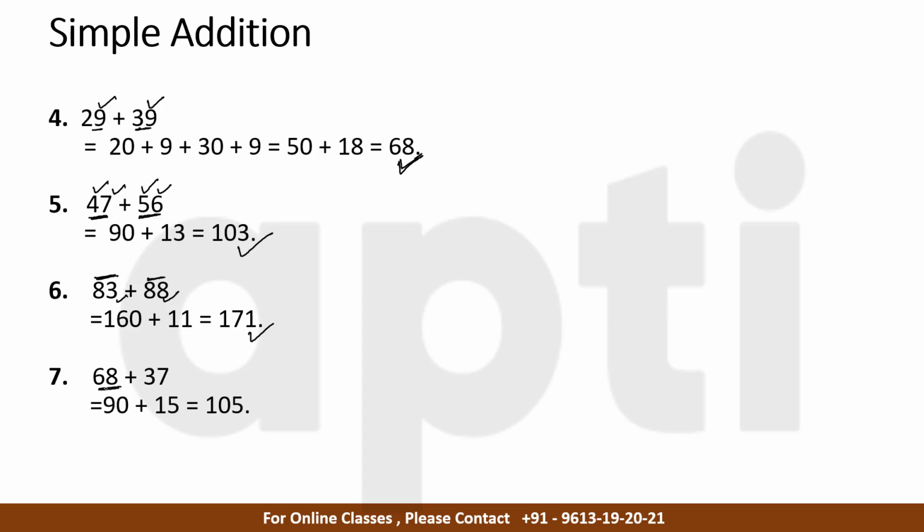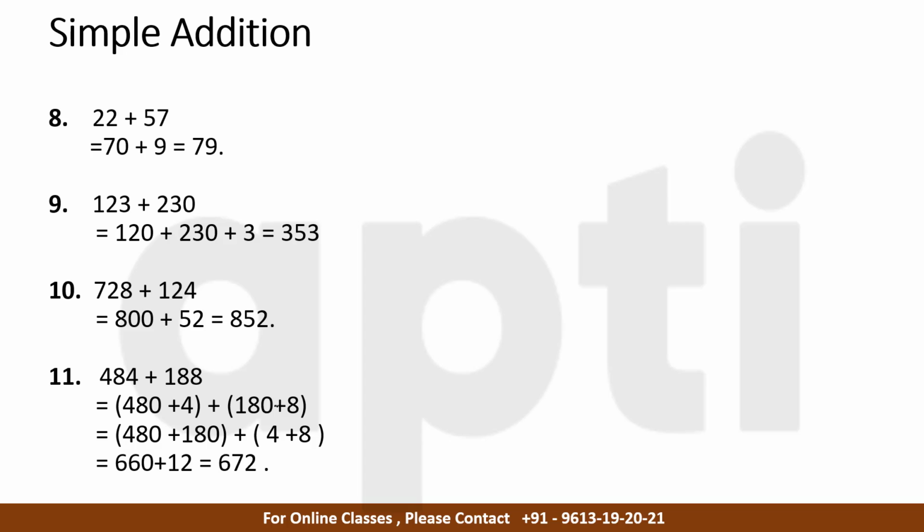Now 68 plus 37. So 60 plus 30 is 90 and 8 plus 7 is 15. So 90 plus 15 is 105. Right everyone? Fine. Okay. Next. 22 plus 57. So 20 plus 50 is 70. 2 plus 7 is obviously 9. So this is 79. Right?